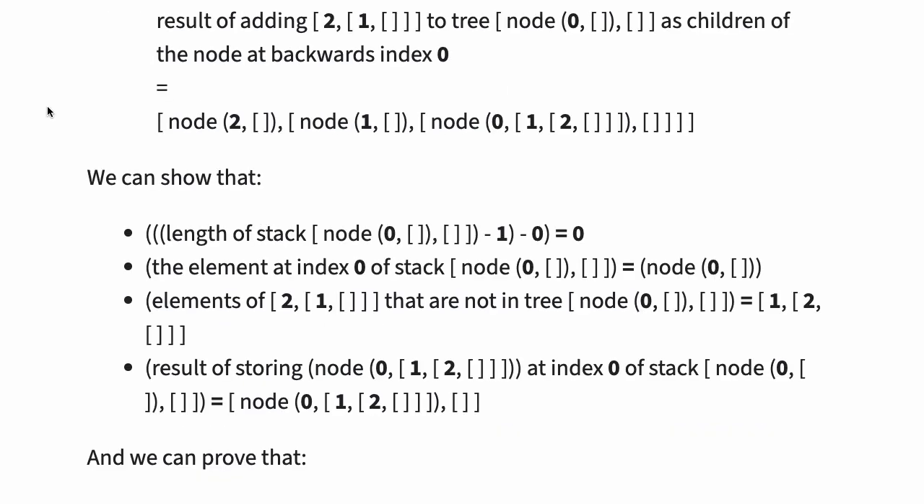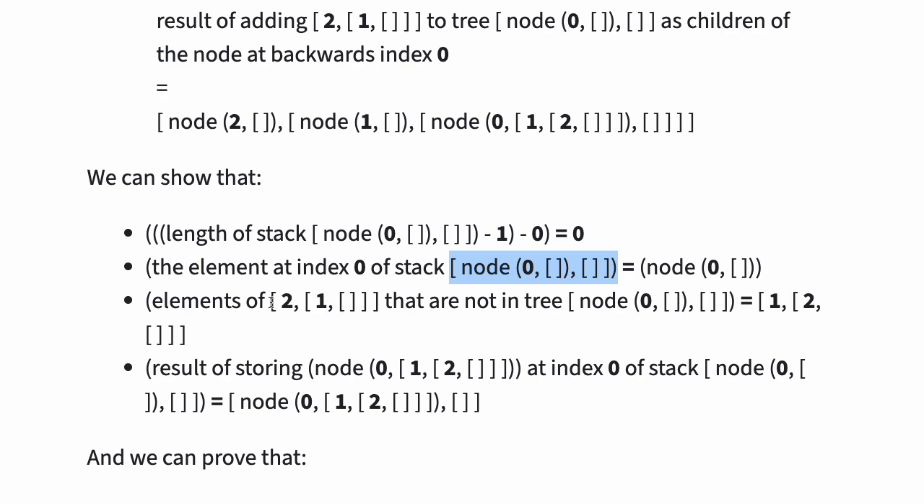Let's try to prove that the result of adding the stack 2, 1 to tree with node 0 as children of the node at backwards index 0 is equal to the stack node 2, node 1, and node 0 with children 1, 2. We can show that the length of stack node 0 minus 1 minus 0 is equal to 0, and the element at index 0 of stack node 0 is equal to node 0.